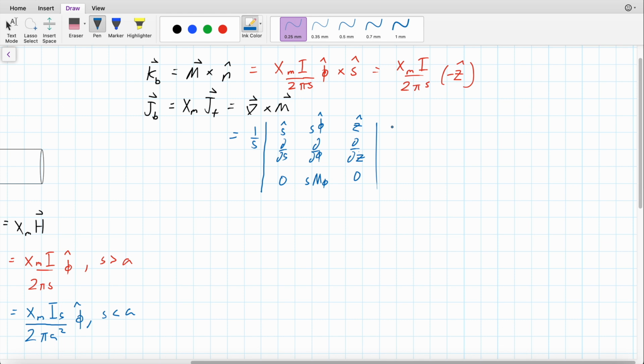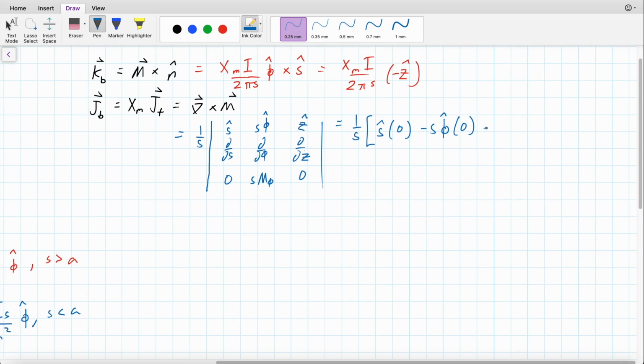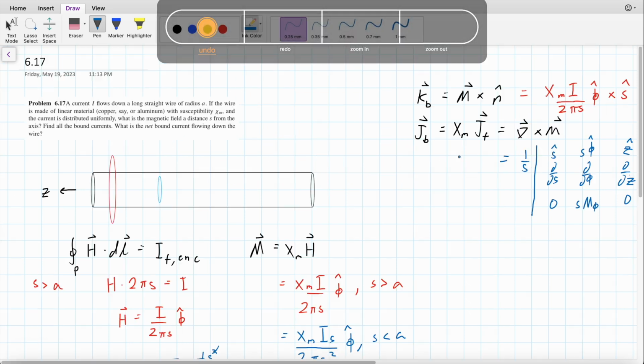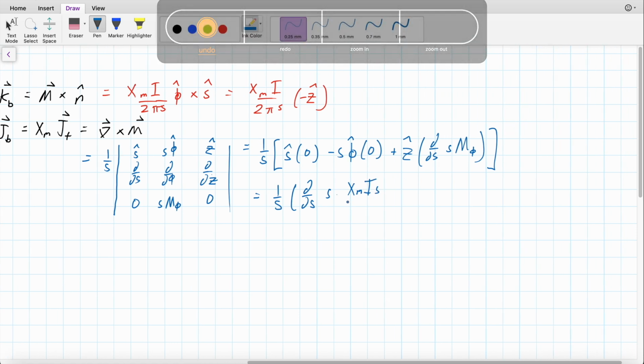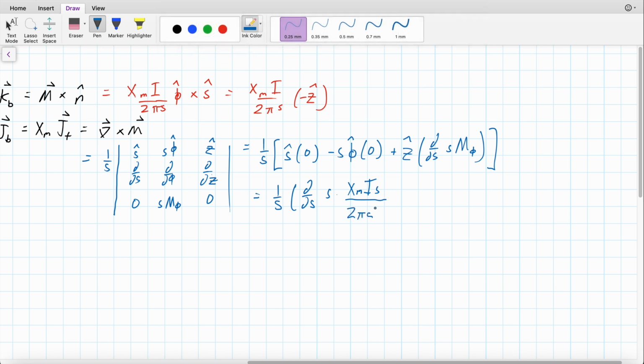Going along, we have 1 over s, s hat times 0, minus s phi hat, also 0, and only a z hat, where d/ds of s times M_phi in parentheses is equal to 1 over s d/ds of s times chi_m I_free times s divided by 2 pi a squared, z hat.